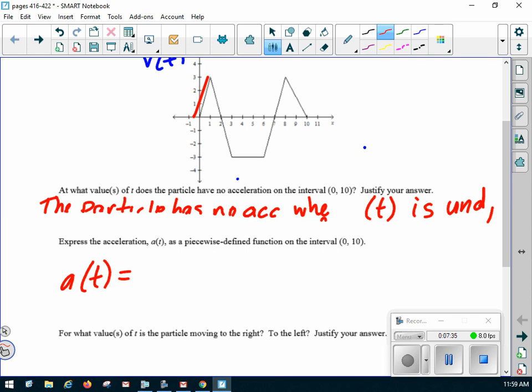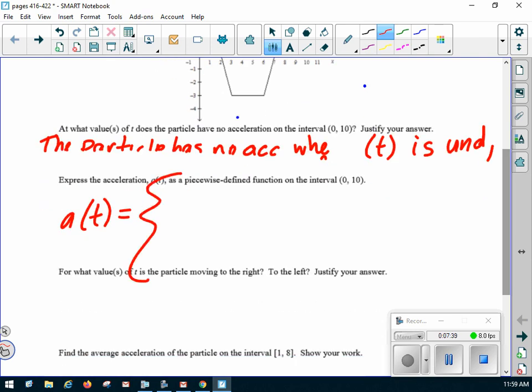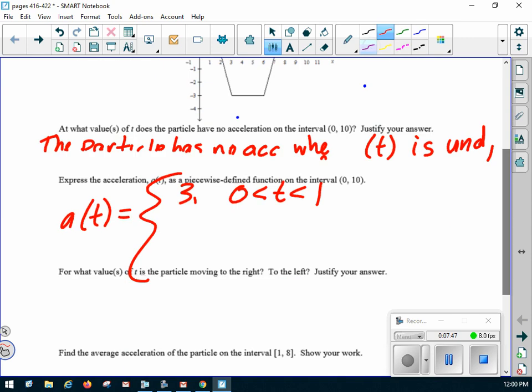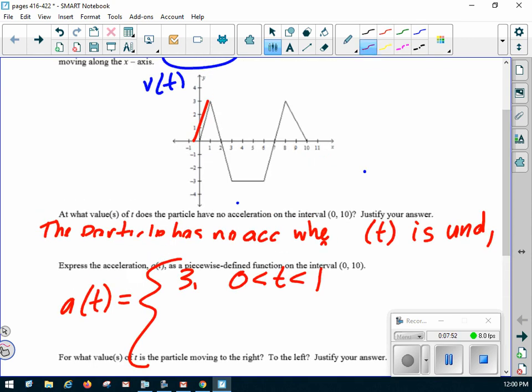So between 0 and 1, it's 3. Let's go to the next piece. I don't include the point. Yes, that's where the acceleration changed.